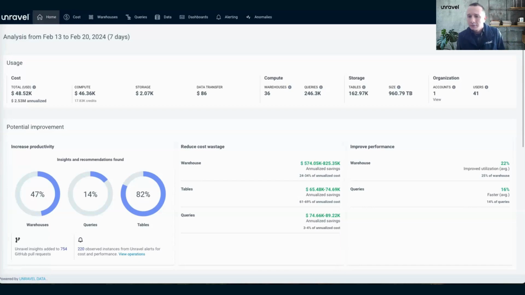Okay. Question number two. How often should I adjust my clusters?